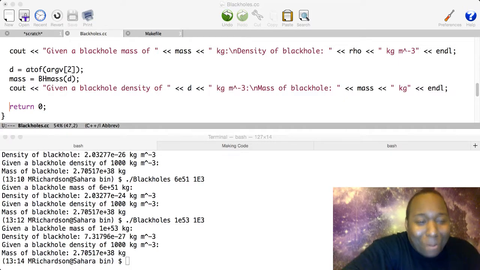So wait, so by definition, the observable universe must be a black hole? Well, the definition of a black hole is that all the mass must be encompassed within the Schwarzschild radius, right?